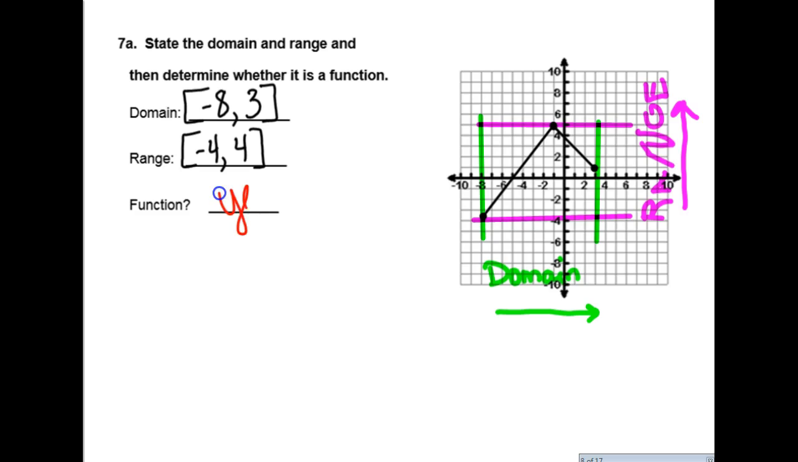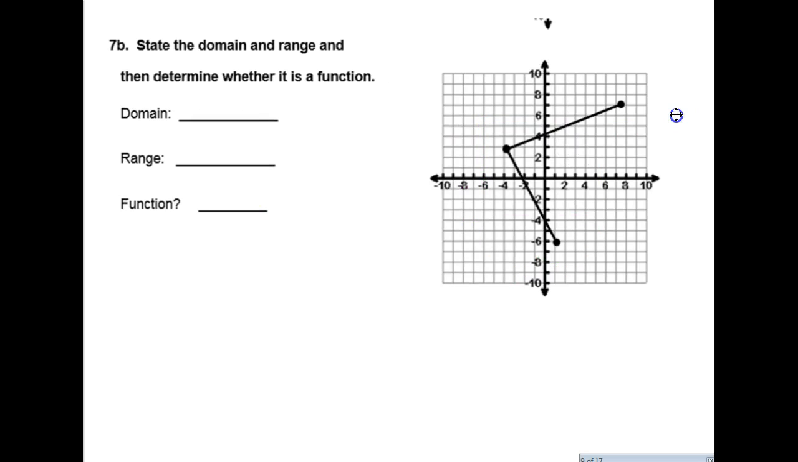All right, is it a function? Yes, this is a function. The reason is it passes the vertical line test, but you don't have to write that out.